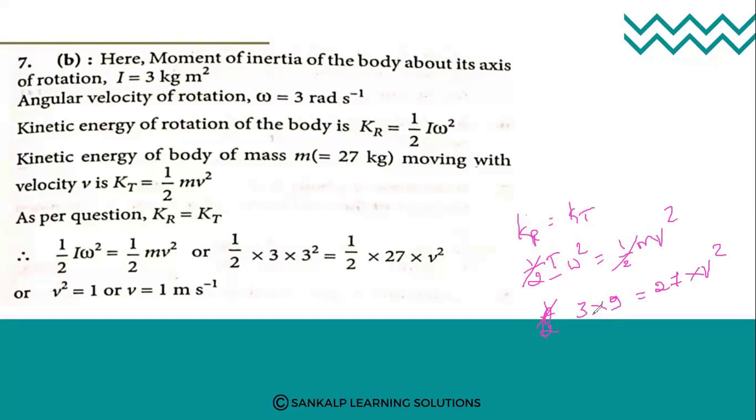So 9 3s are 27. 27 by 27 will be 1. So V square is equal to 1. Therefore, V is equal to 1 meter per second. V is equal to 1 meter per second, right? So option B is the answer.